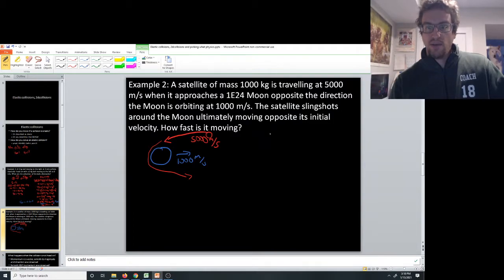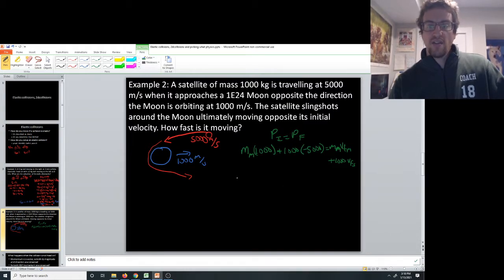Now, same idea. Momentum initial equals momentum final. We've got our satellite, and we've got the mass of the moon times velocity of the moon, which is 1,000, plus 1,000 times negative 5,000, equals mass of the moon times V final of the moon, plus 1,000 times V final satellite.